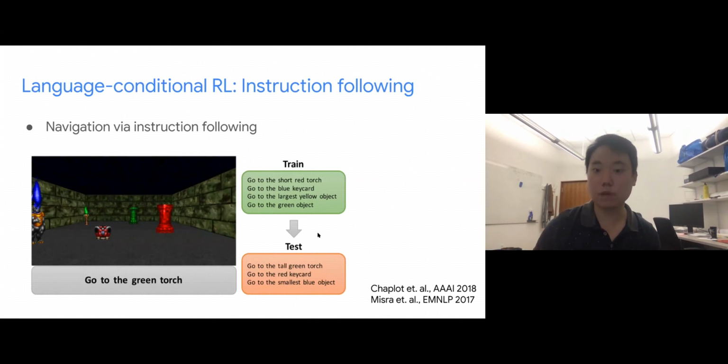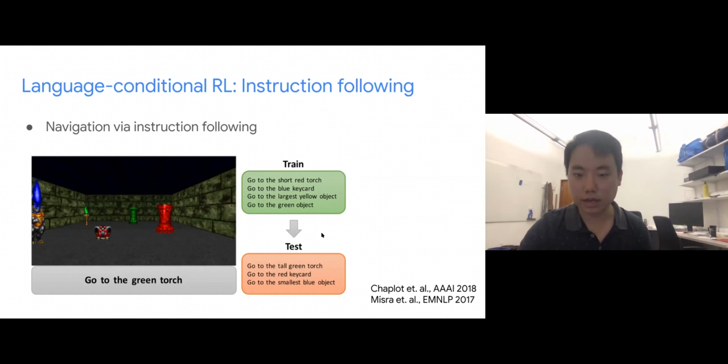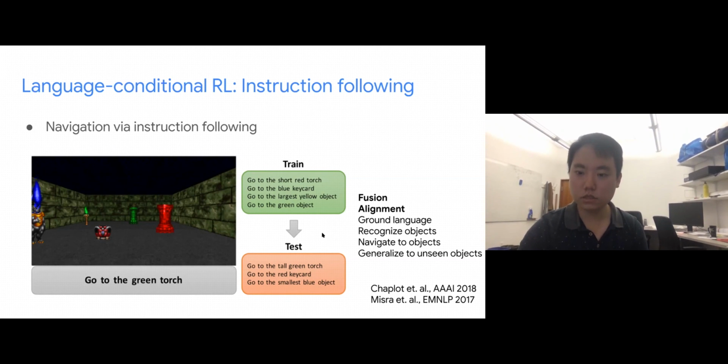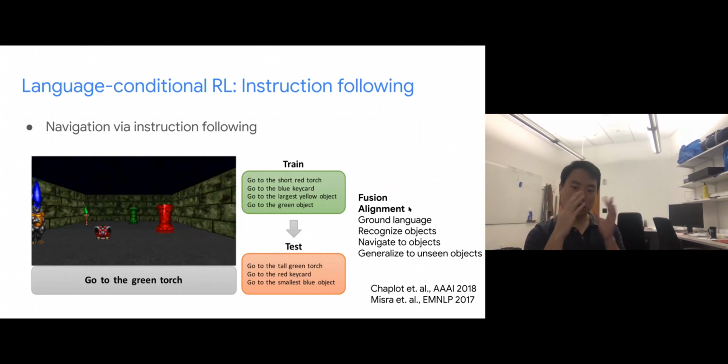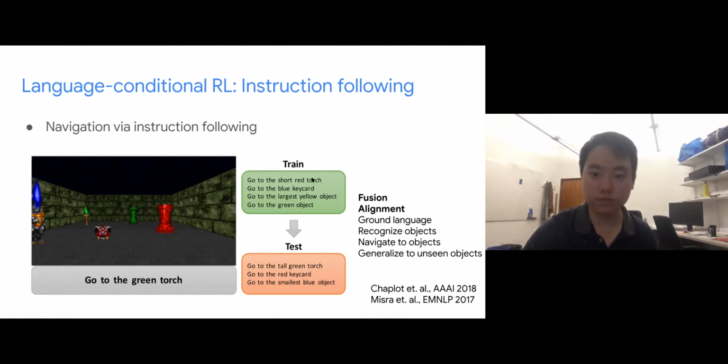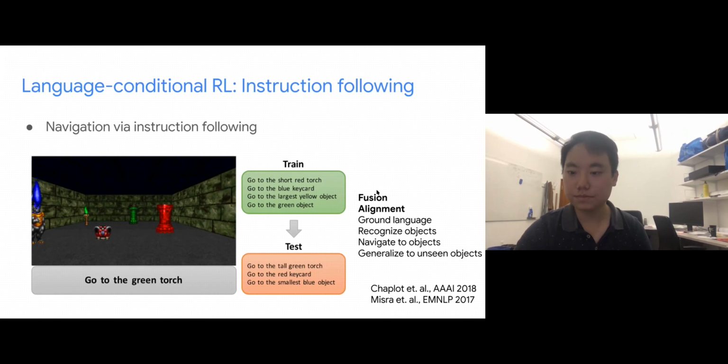Otherwise, the agent can just memorize what each of these objects are. So the main research problem here is you have to do fusion. You have to fuse your language and visual information. You have to align. You have to look at each of these, understand each of these descriptions, and actually match them with what they're aligning with in the environment.